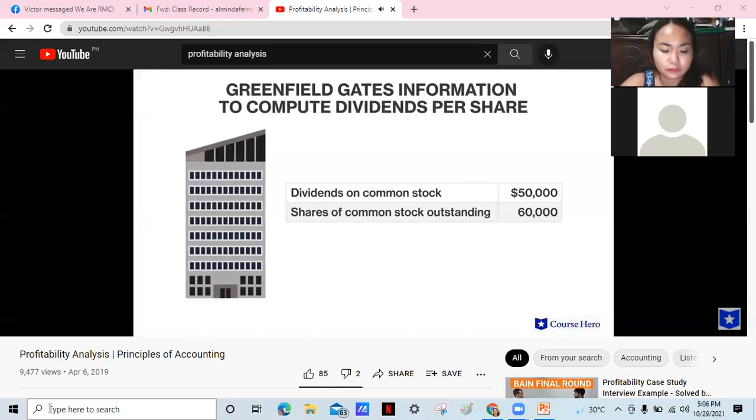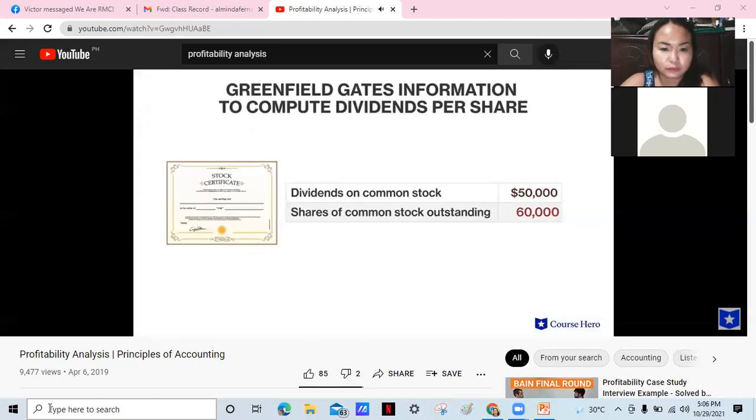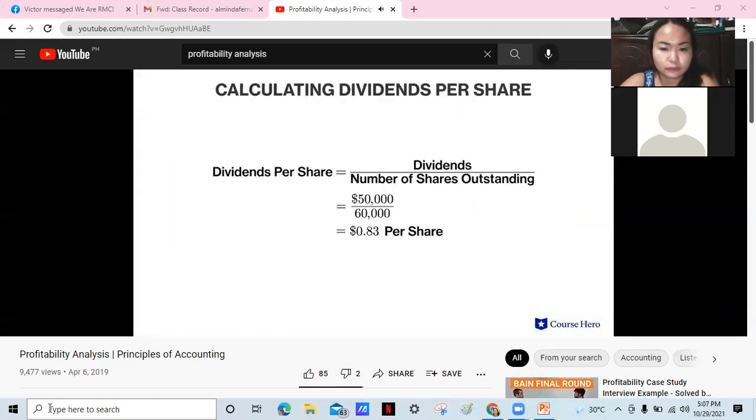Suppose that Green Gates Company paid $50,000 in dividends to common stockholders, and that there were 60,000 shares of common stock outstanding. The dividends per share would be 83 cents, which means that investors are receiving 83 cents in dividends for each share of common stock they own.